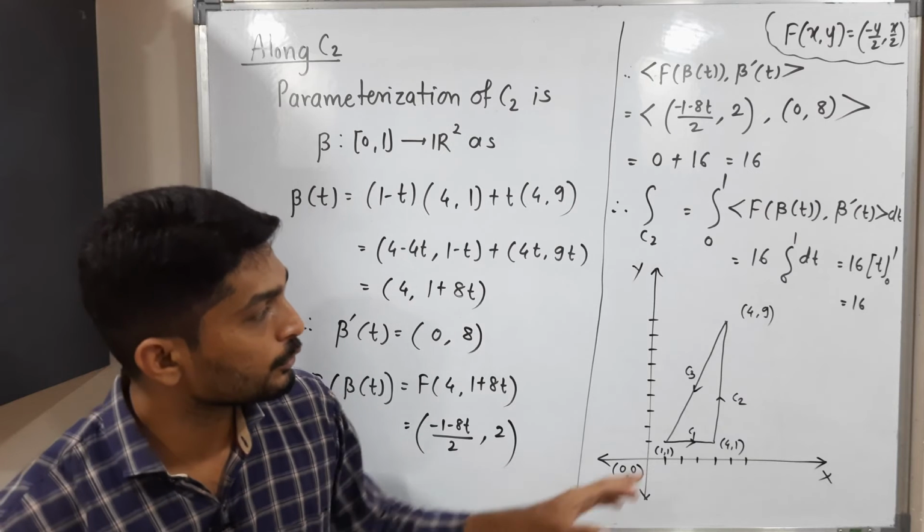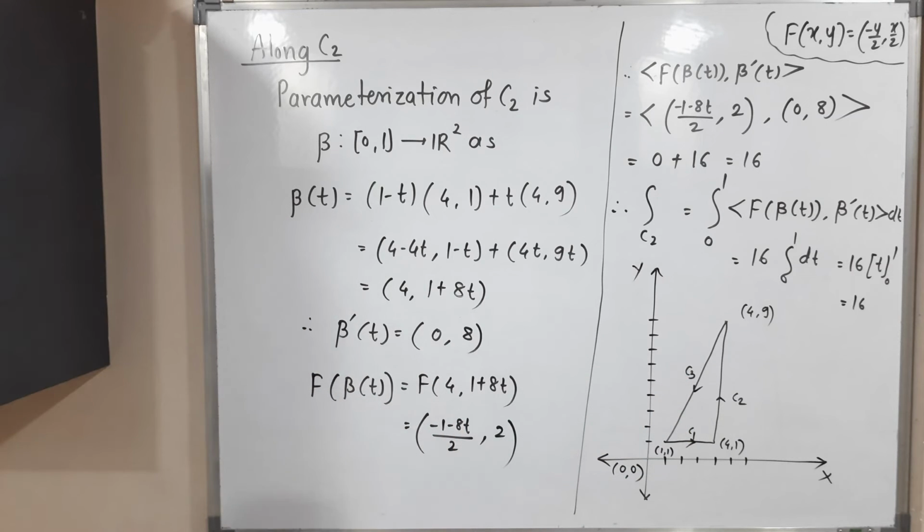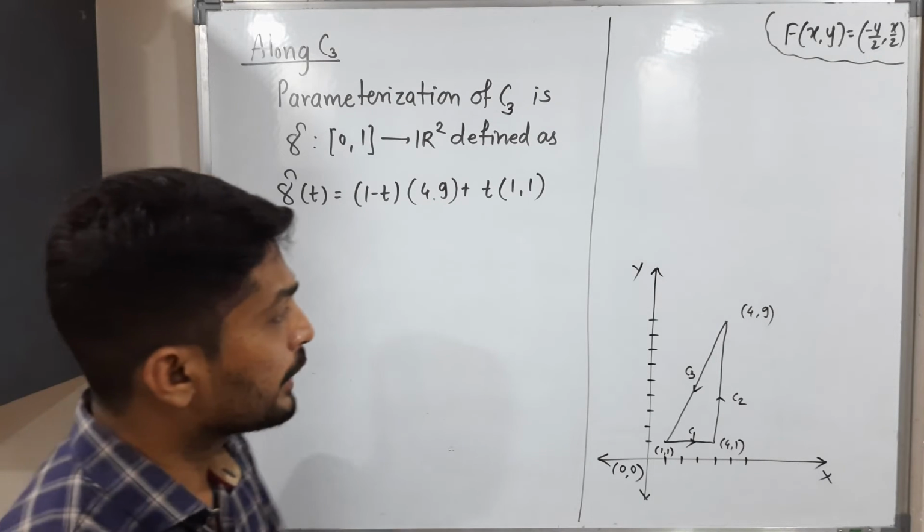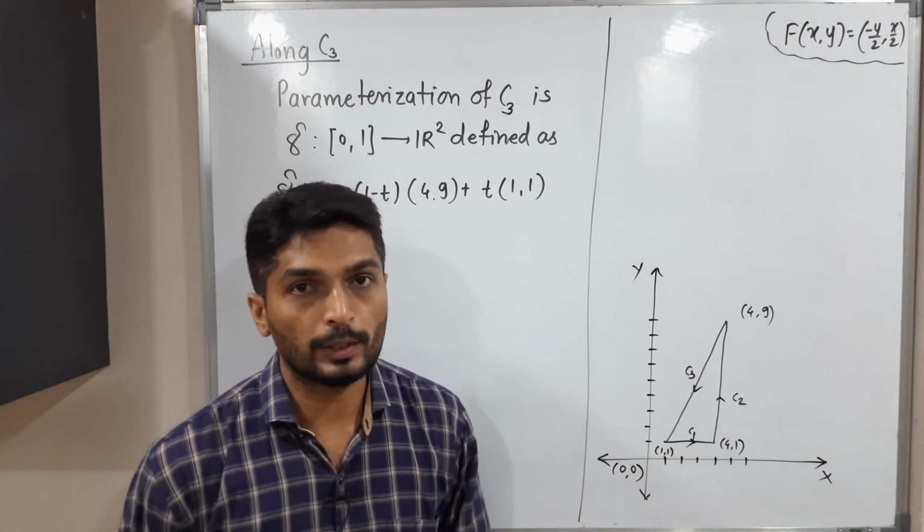So now finally we should go for C3. Okay, make a screenshot of it. Then I will go further. So let us talk about C3 now. C3 is a line again which joins the point (4, 9) to this (1, 1).